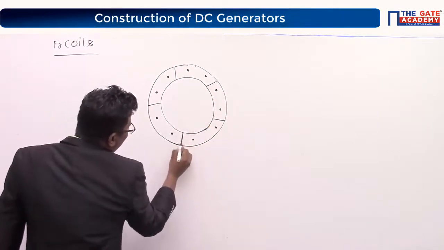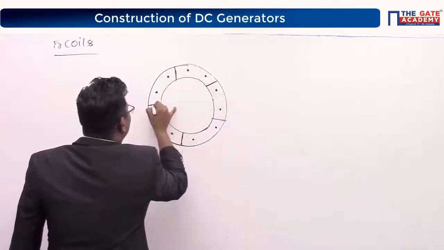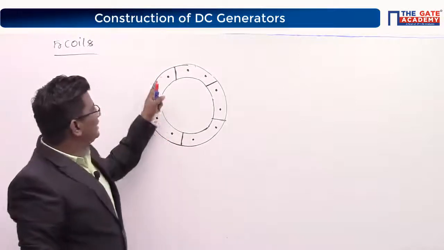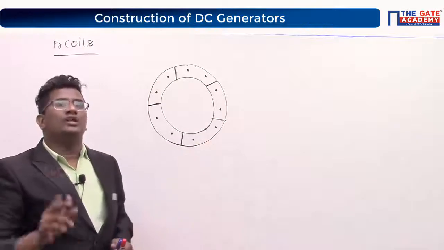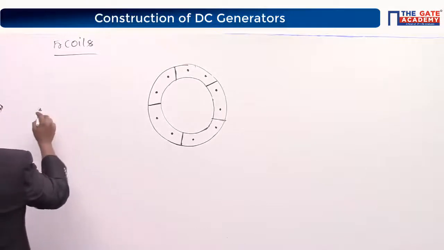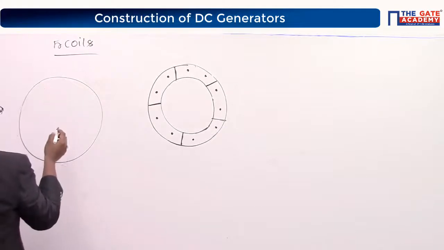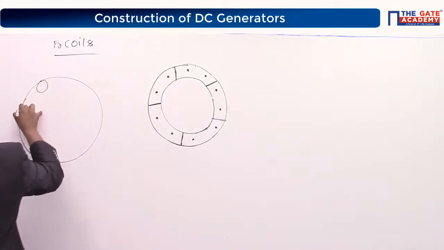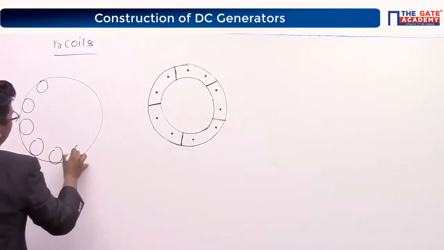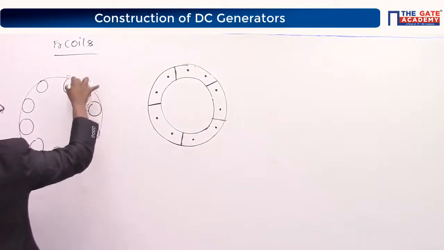What does this thick line indicate? Anyone tell me. Insulation. Very good. The thick line indicates insulation. Okay, I want to take my circular conductors. How would I take them? This is 1, 2, 3, 4, 5, 6, 7, 8, 9, 10.